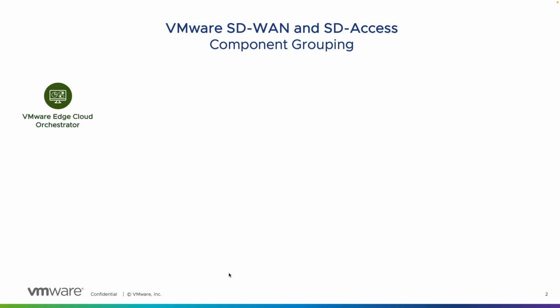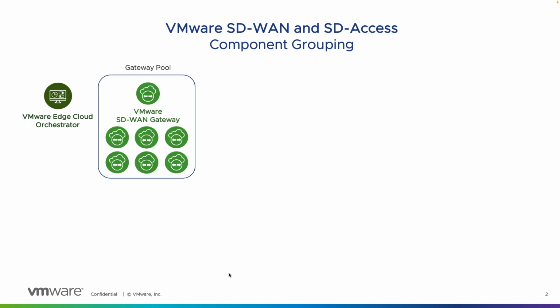VMware Edge Cloud orchestrators are typically instantiated in a particular geo, like the Americas, EMEA, or Asia Pacific, and are multi-tenant capable. Each orchestrator has around 30 SD-WAN gateways, which together form a gateway pool where each gateway is distributed globally. Essentially, these gateways serve as multi-tenant capable services for customers as well as service providers.